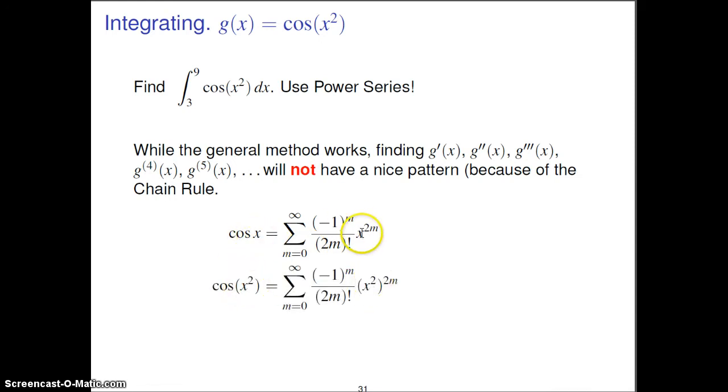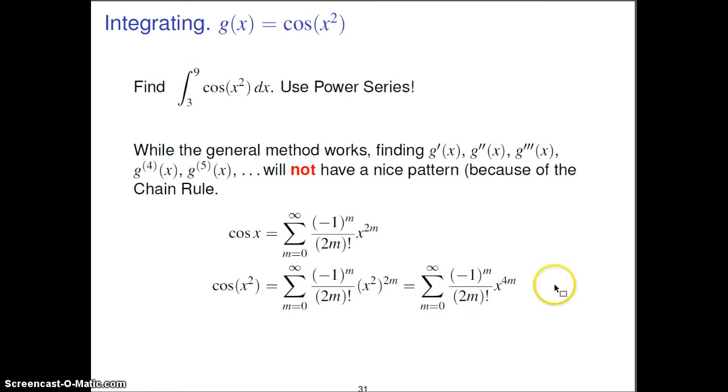Every x now becomes an x squared. This x2 also becomes an x squared. So you have x squared still to the 2m. The 2m here matches that 2m. The x became an x squared. You can do some algebra to rewrite this as x to the 4m. And now the point is, instead of integrating this, we're going to integrate this.